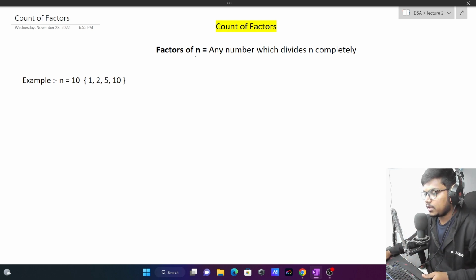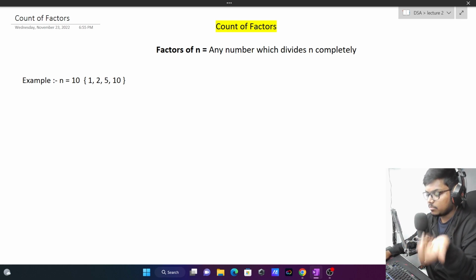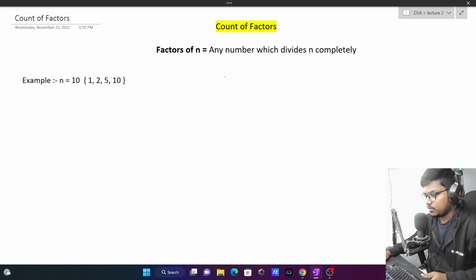Assume we are taking a number n, or any number n. So what are the factors of n? Any number which divides n completely. Basically, n is some number, n modulus i. This is the number which divides completely. If n modulus i equals 0, that means this i divides the number n completely, right? That's what we are saying. So these are the factors.